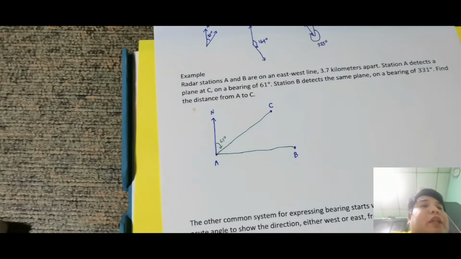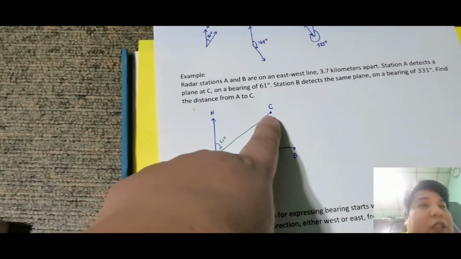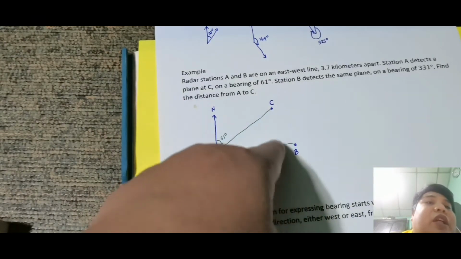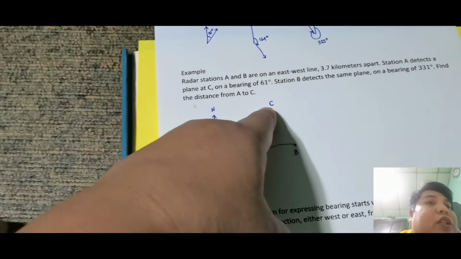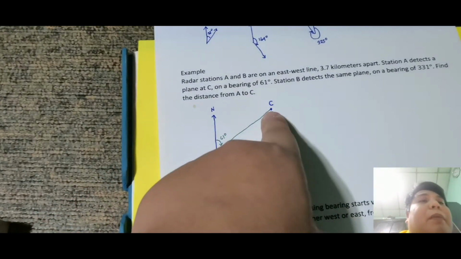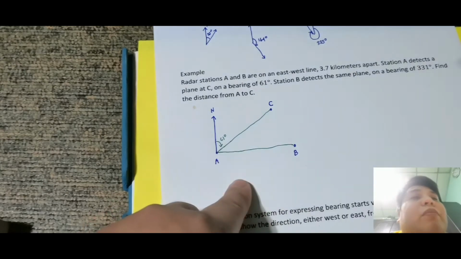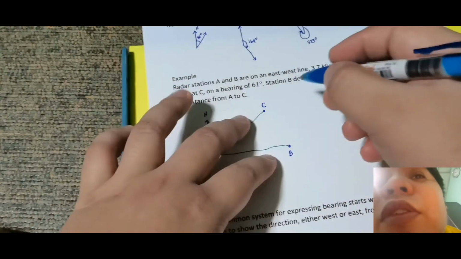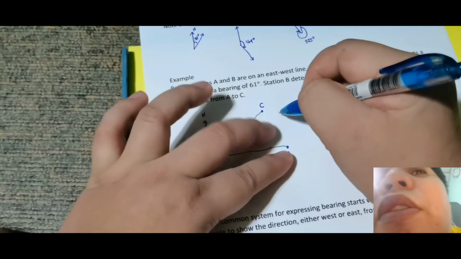Next is si radar station B. Na-detect din niya yung same plane pero on the bearing of 331 degrees. Kung napapansin mo, sir, bakit diyan mo nilagay? Kasi nga iikot eh. Aware na ako na iikot yun, papunta siya doon. Siyempre baka possible lagpas siya doon, kaya parang makaka-form siya ng kakaibang triangle. Hindi tayo makaka-form ng right triangle. So, zooming ulit. Ito yung north nito, north para sa B.